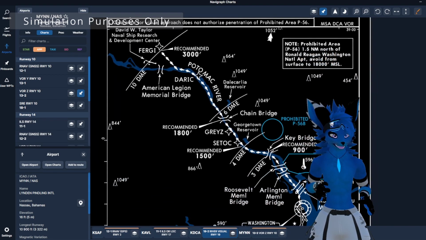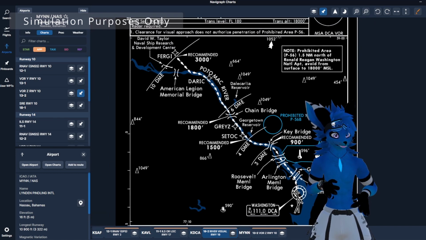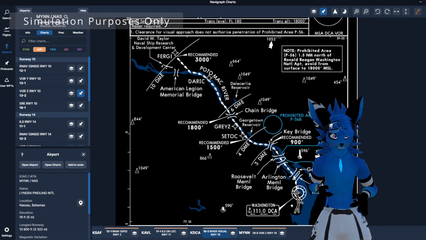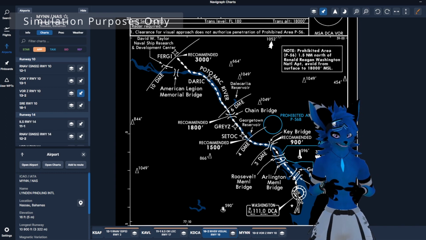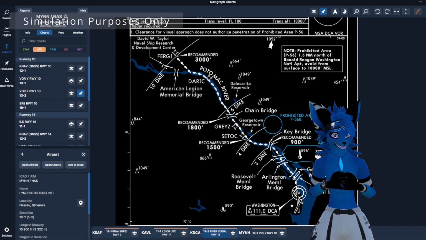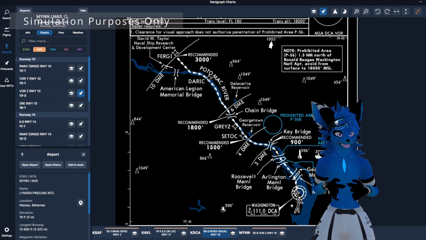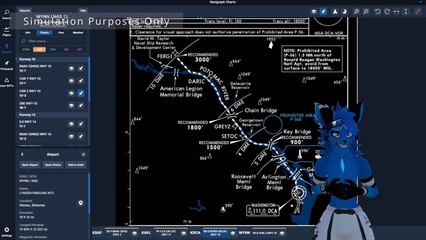If we come down to the top-down view itself, you're going to see where this approach starts back here at Fergie, which is 10 DME from the Washington VOR, and we then start tracking basically along the Potomac River and referencing different landmarks to help us determine what altitudes we should be at. When we're 10 DME from the Washington VOR, we want to be at 3,000 feet and then start a turn towards the east of the American Legion Memorial Bridge. Then we start tracking along the river.